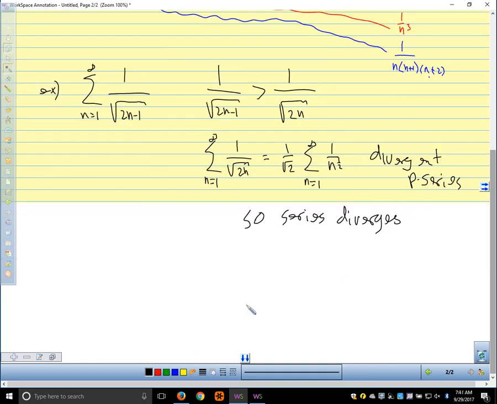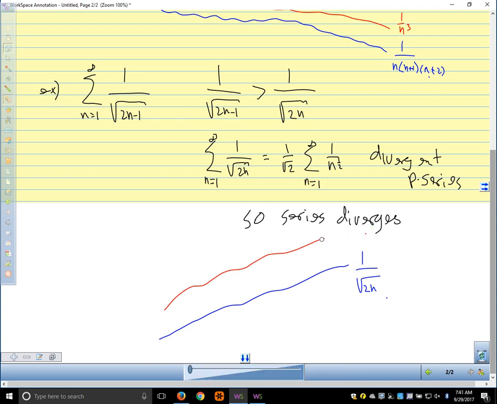So the way I think about this one is that it's kind of the opposite direction. We have one series doing this and one series doing this. This is 1 over 2 times the square root of 2n, and this is the larger one, 1 over the square root of 2n minus 1. So this one is divergent, so it's forcing this one to be unbounded.